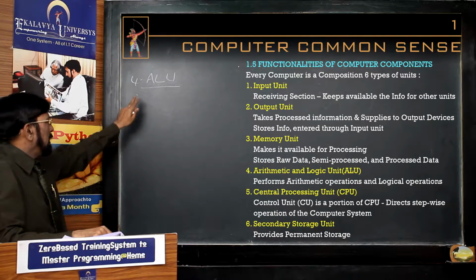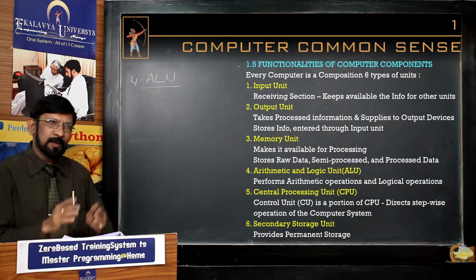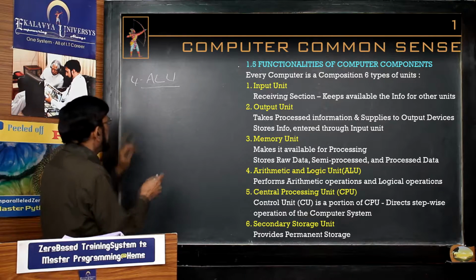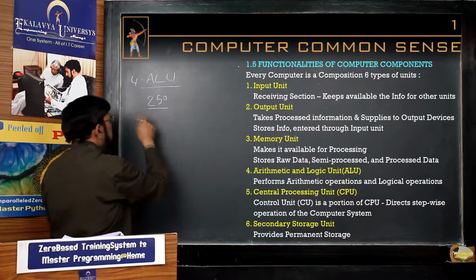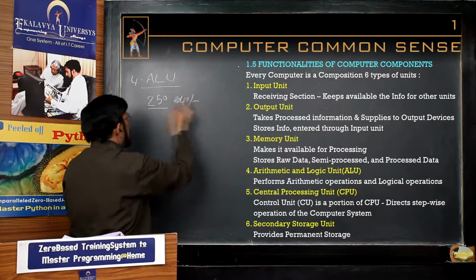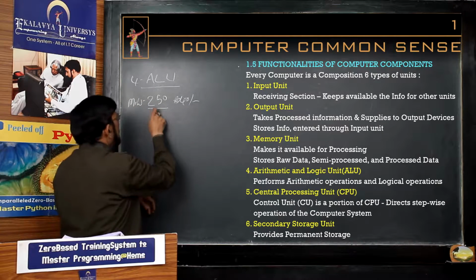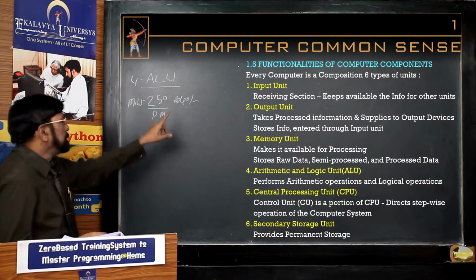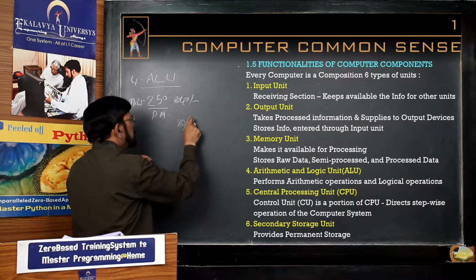Here, I give you a simple case study. By that you can easily understand the importance of arithmetical as well as logical operations. In a company, if a worker works 250 hours, then he is paid 40 rupees per hour. That means minimum working hours are 250 per month. If he works more than 250, he will be paid double. That means how much is he paid? 80 rupees per hour.